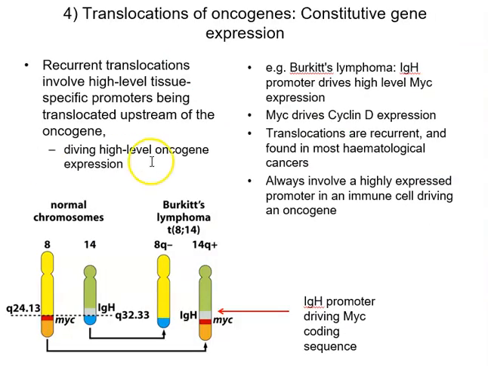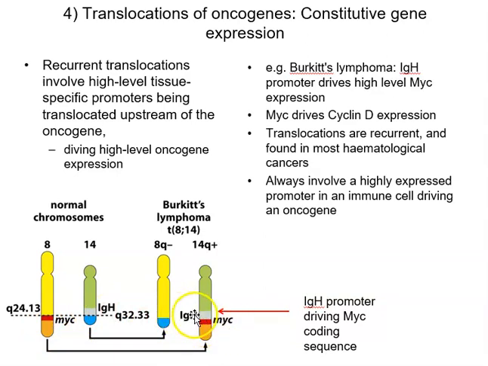In many hematological cancers, and in this particular example Burkitt's lymphoma, we get recurrent translocations between two different chromosomes. The MYC oncogene is on chromosome 8, 8q24, and the immunoglobulin heavy chain gene is on chromosome 14. In almost all Burkitt's lymphomas, we get a translocation between chromosome 8 and 14, which brings together the promoter of the immunoglobulin heavy chain gene with the MYC oncogene coding sequence.